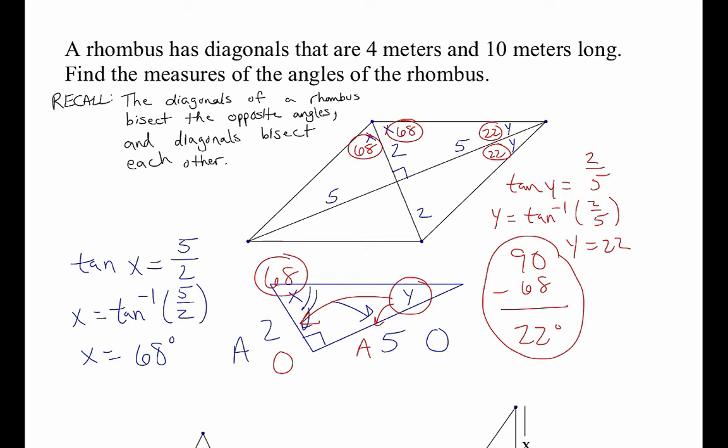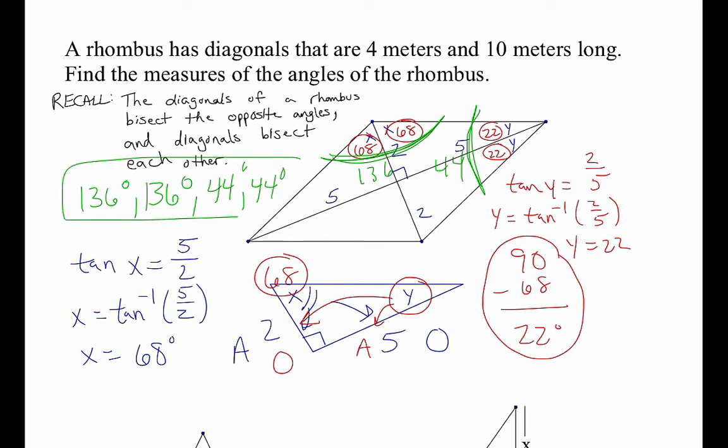Looking back at the rhombus, I now know what those angles are in the corner. Because remember, I was not just looking for the angles in the triangle, I was using the angles in the triangle to figure out the rhombus. I now know that this entire angle in the corner is 44 degrees, 22 plus 22, and I know that this entire angle over here is 68 plus 68, which would be 136. And that makes sense because the two angles that are next to each other in a rhombus should add up to 180, and 44 and 136 do. So the angles of this rhombus are 136 degrees, 136 degrees, 44 degrees, and 44 degrees.